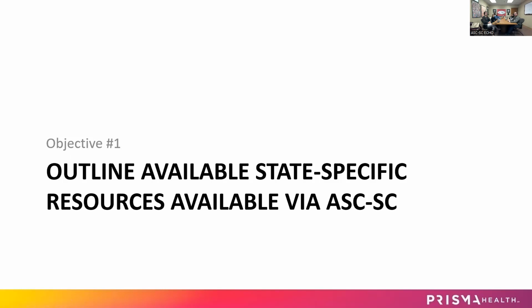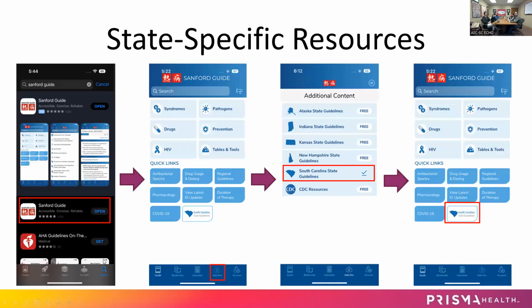So let's start by looking at some of those state-specific resources available to all of us here via ASC-SC. So I don't know how many of you have Sanford downloaded on your phone. I know I did before I learned of this, but something that's recently become available is actually our specific guidelines, which is available on the free version of the app as well. So you don't have to pay for the Sanford guide in order to get these. But I did just want to briefly show everybody how to access those because I think this is an awesome resource regardless of where you're practicing in South Carolina.